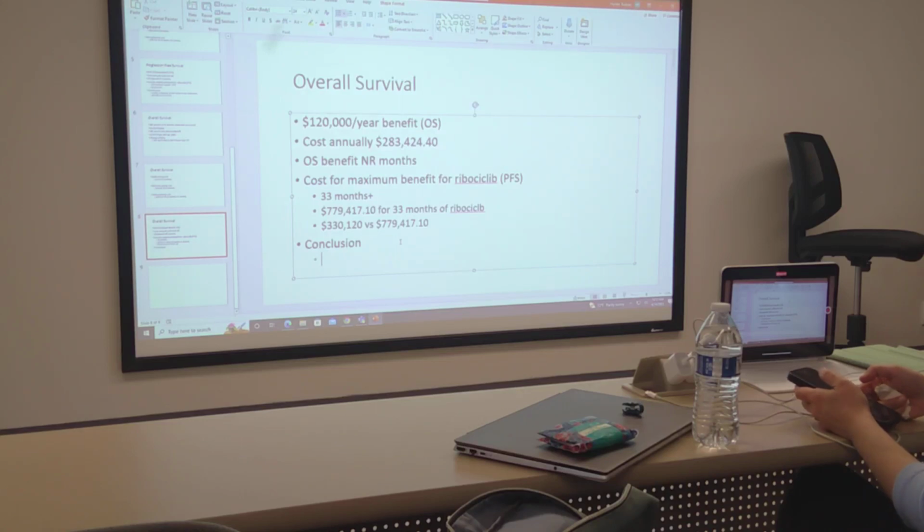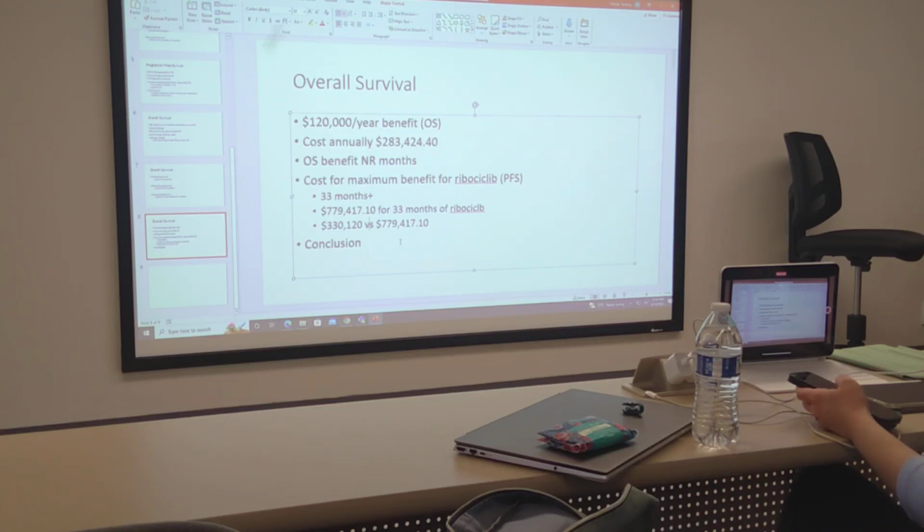I'm wanting this 120,000 to give me a year's worth of benefit. So at minimum, I'm wanting to pay $120,000 to get 1 year of benefit, which means that at 33, I need to go to 45 months of overall survival to get 120,000 of benefit. But you see that I'm spending over 400,000 just to get to that point. Does that make sense? Because it cost me $779,000 just to treat them for 33 months. I need to go another year to theoretically get $120,000 of benefit.